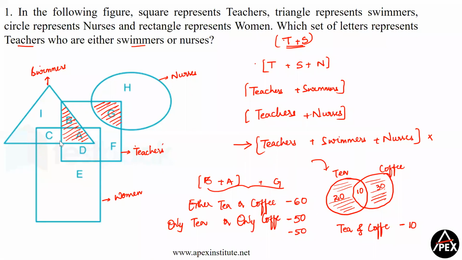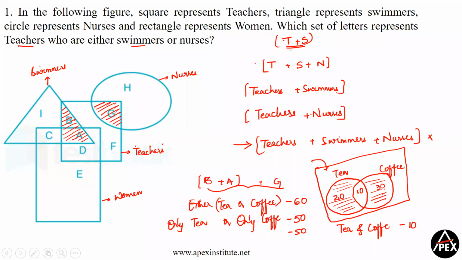Okay, now for example, if I ask you in this example, them drink at least one beverage, what will be your answer? Drinking at least one beverage, what will be your answer? 60, isn't it? So at least one beverage, either tea or coffee, either of one beverage, so they can also drink both. So please try to understand this.